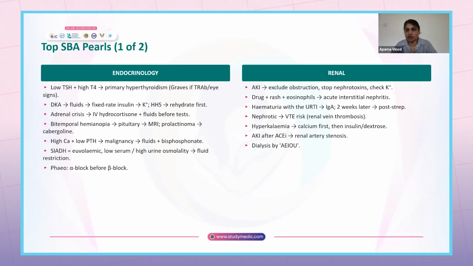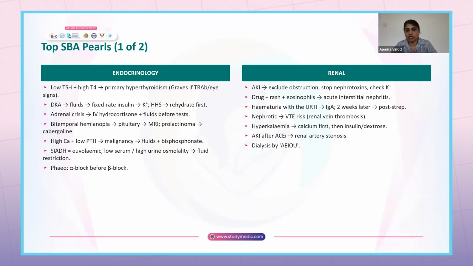For nephrotic syndrome, always remember there is a risk of VTE or vascular thromboembolic event. So think about renal vein thrombosis as a complication in nephrotic syndrome. In hyperkalemia, give calcium first to stabilize the myocardium, then give insulin and dextrose to cause movement of potassium into the cells. Then we should think about excretion with dialysis or sodium zirconium cyclosilicate.